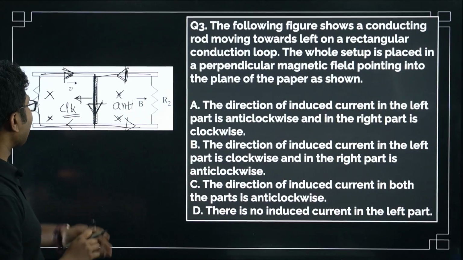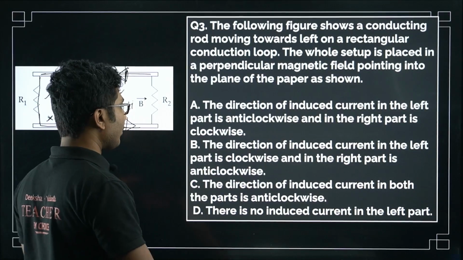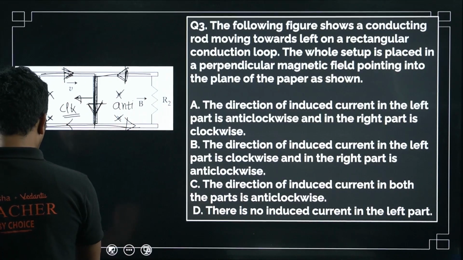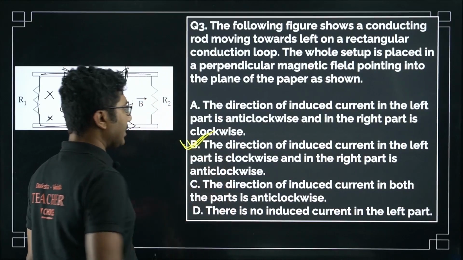So on our left hand side it is clockwise, on our right hand side it is anti-clockwise. So the direction of induced current in the left part is clockwise and on the right part it is anti-clockwise. So the correct answer is option B.